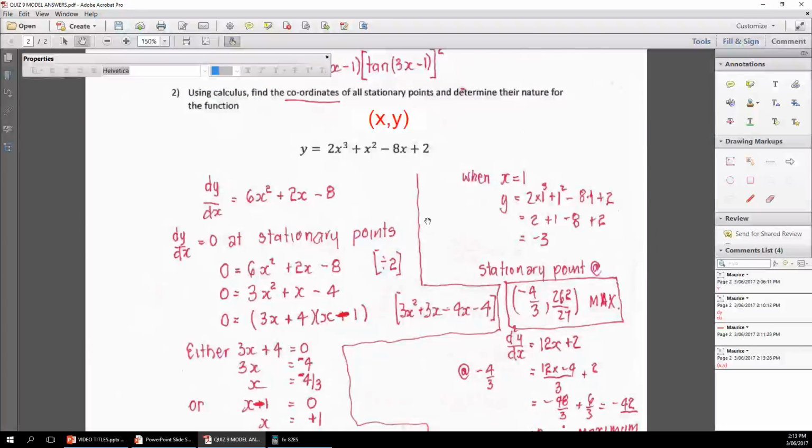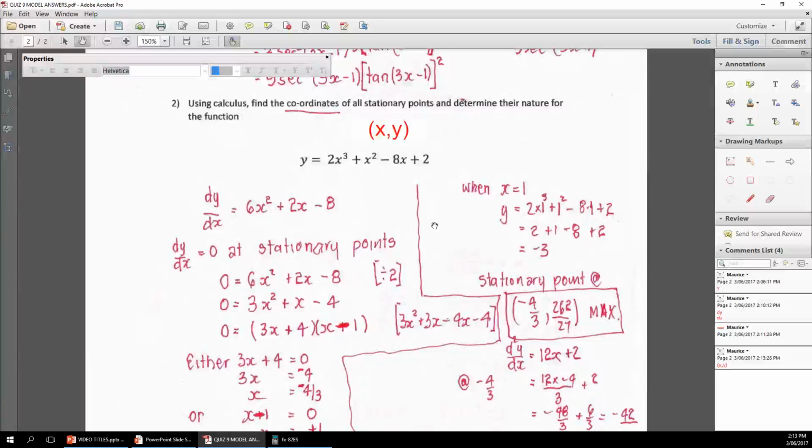All right, so let's have a look. So we've got y equals 2x cubed plus x squared minus 8x plus 2. And dy by dx equals 6x squared plus 2x minus 8. Pretty simple, really. You should be able to do these now pretty quickly. Now, dy by dx equals 0 at stationary points. So let's take our equation and set it to 0. 0 equals 6x squared plus 2x minus 8.